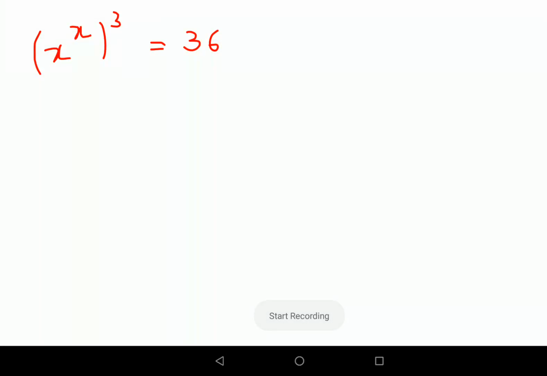Welcome everyone. So today we are trying to figure out what will be the value of x when the given question is x raised to 3 equals to 36. So first thing we can do is write this as x raised to 3 is equal to 6 square. But after this we can't do anything.